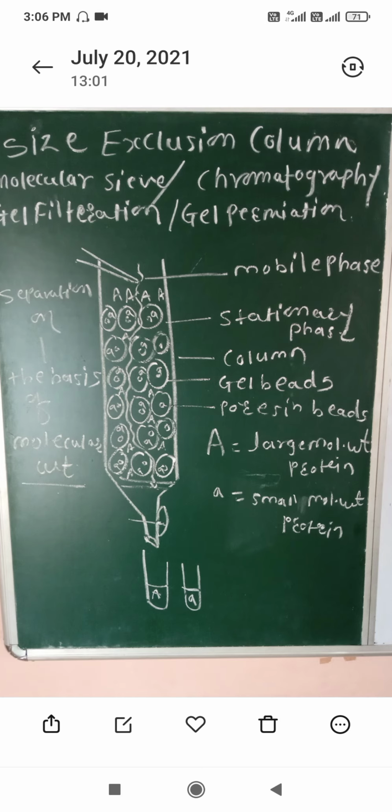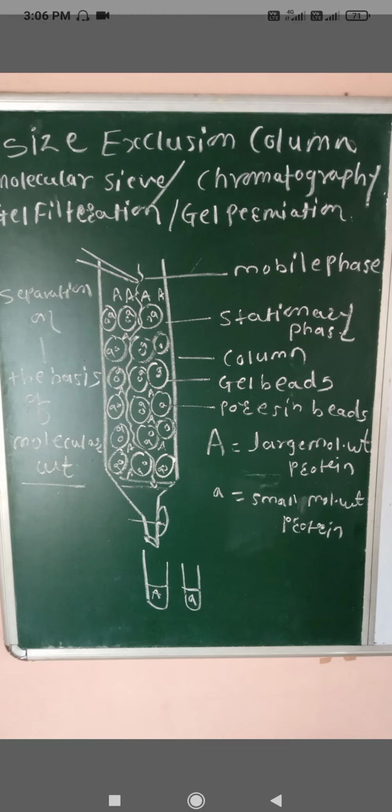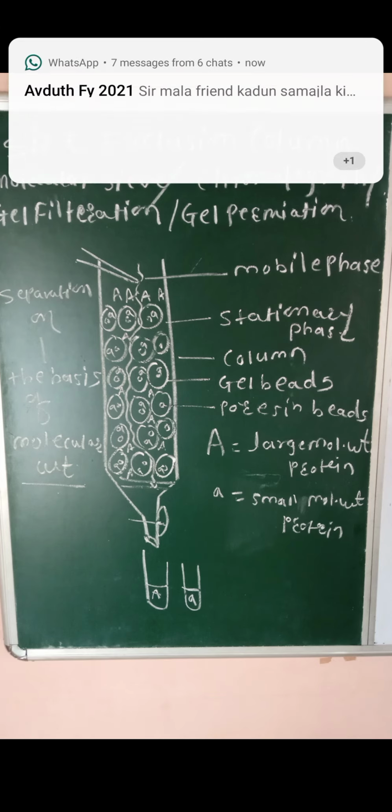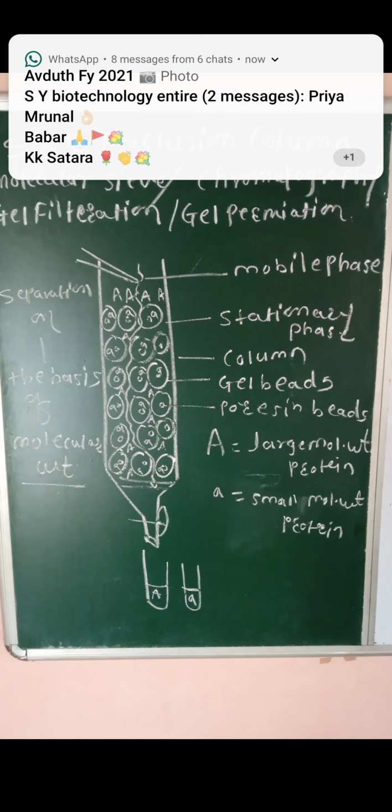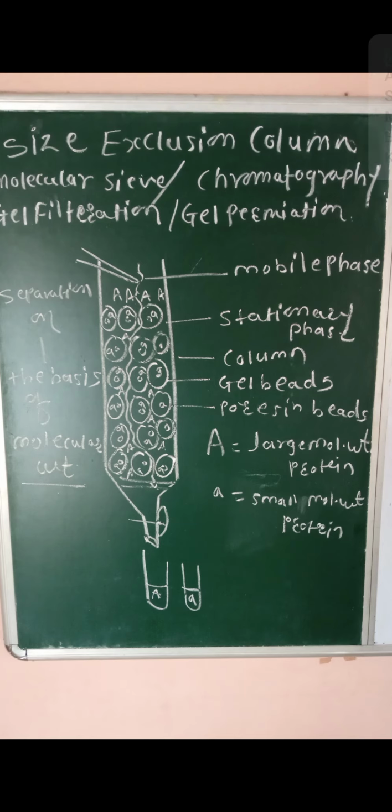So the volume of mobile phase experienced by the large molecular weight protein is very small because it is not able to enter inside the gel bead properly. So it is eluted first. The volume of the mobile phase experienced by the small molecular weight protein is more because it is present inside the pores in the gel bead. After complete elution of the large molecular weight protein, the small molecular weight protein elutes out, and it is present in the second fraction.